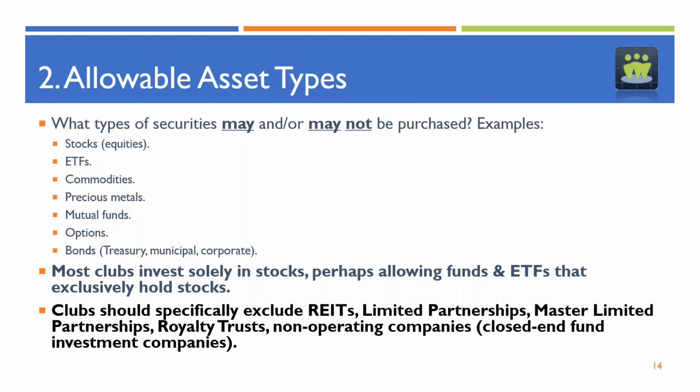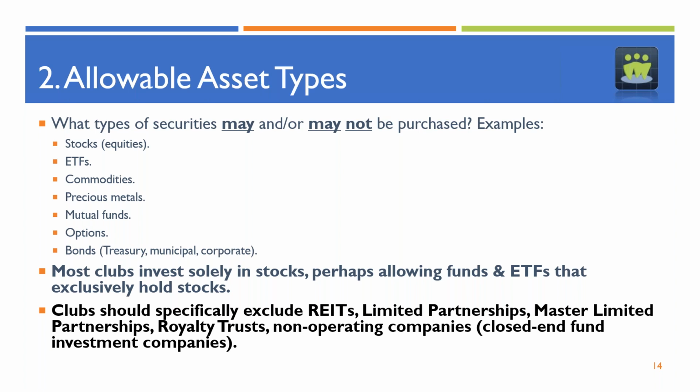We always like to call out certain asset types like REITs, limited partnerships, master limited partnerships, royalty trusts, or other non-operating companies, as well as commodities and precious metals, or ETFs that own commodities or precious metals. These are difficult to account for in a partnership structure. They're going to complicate your tax preparation process. The real estate investment trusts, I see Miles has the question about real estate investment trusts.